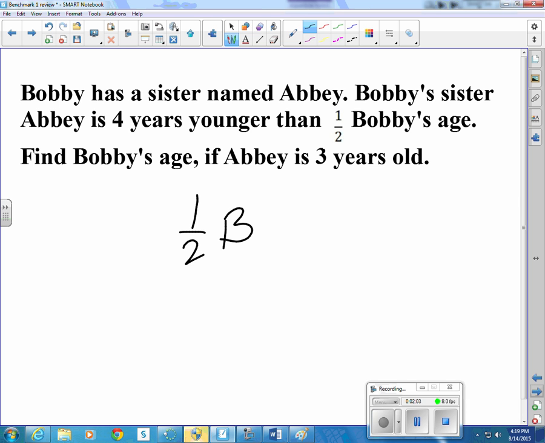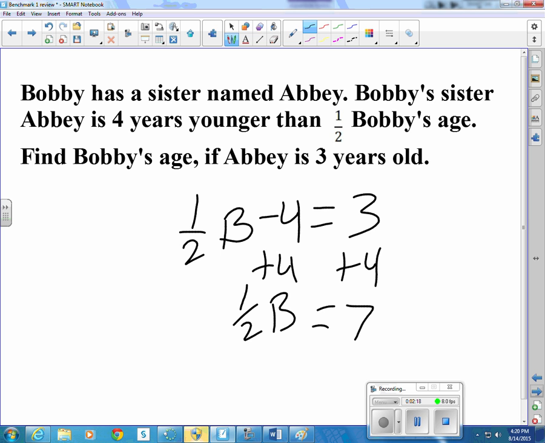Okay, and then 4 years younger than that. So let's take away 4 years from that. And we know that that will be equal to 3. So let's solve that. Let's add 4 to each side. So half of Bobby's age is 7, so his age must be 14. Or you can just say, well, the opposite of divide by 2 is multiply by 2. Half of 2 is 1. 1 times B is just B. Bobby is 14 years old.